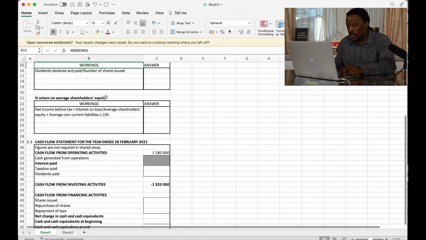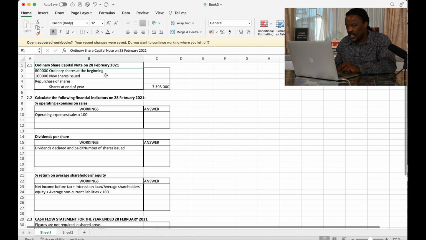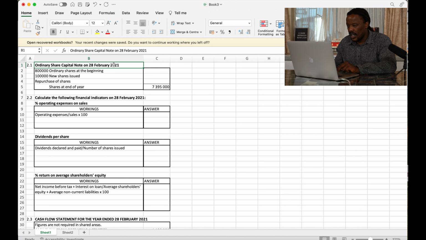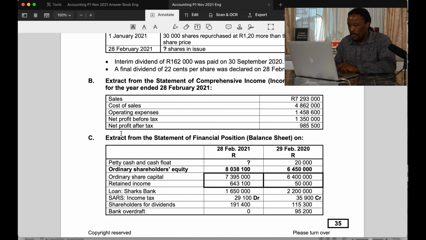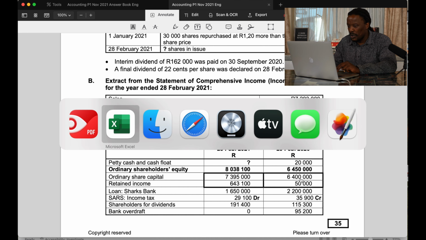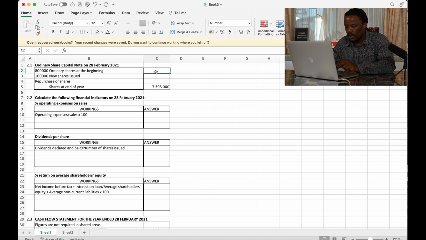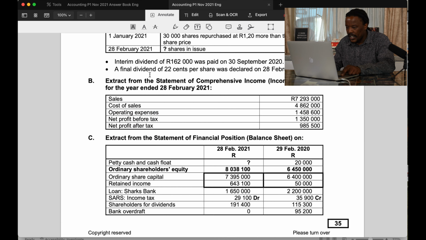We are doing 2.1 on our answer sheet. We look at that 800,000, 100,000. Now, for the 800,000, we need to know the price of those shares at the beginning of the year. It becomes simple if you look at the given information. Comparative figures tell us that ordinary share capital was 6.4 million. It tells us that, and we are happy. Ordinary shares issued, we don't know that information.